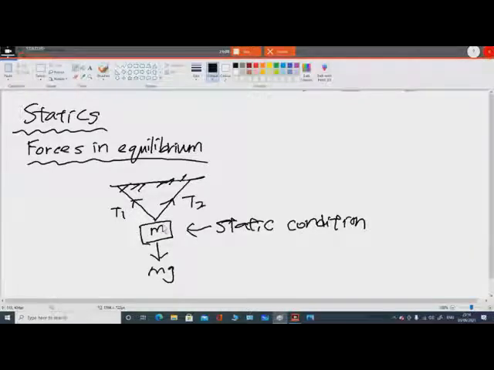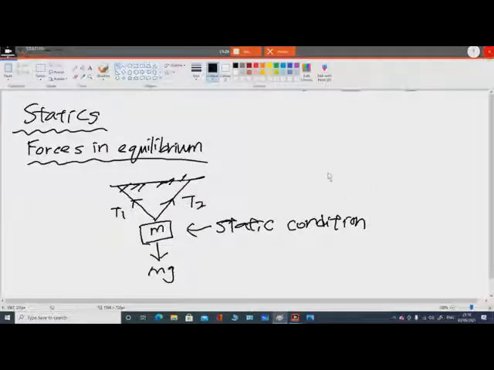Okay, so this is how we determine whether the object is in equilibrium. We can conclude that these three forces are in equilibrium. So what if I represent these three forces in terms of a vector diagram?